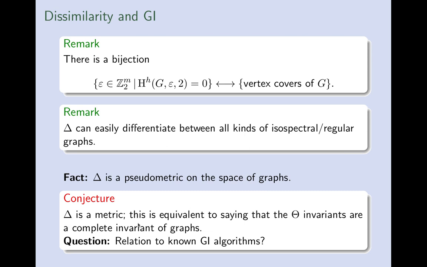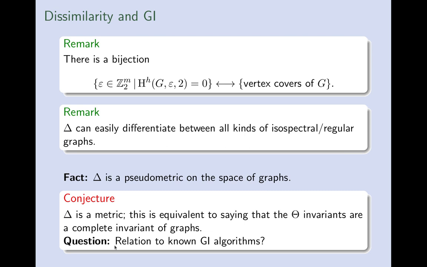And I conjecture that this delta is indeed a metric on the space of graphs with the same number of vertices, which is equivalent to saying that the theta sequence invariants are in fact a complete invariant of graphs. So I'm not really convinced that this conjecture is true. However, I've looked a lot, and we'll see in a minute what I mean by that, for counterexamples, and I couldn't find any. And also I think that studying these theta invariants more could be interesting in its own right.